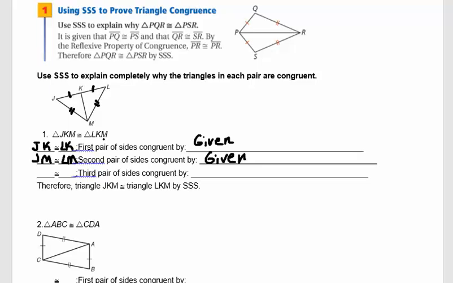Now we have to find another pair of sides that's congruent. Well, the only other pair of sides in the triangle JKM and the triangle LKM is this side right here. It's the same side in both of them. If they share a side, then that's the reflexive property. The reflexive property says that if they both use KM, then KM is congruent to KM. So therefore, triangle JKM is congruent to triangle LKM by side, side, side, because we showed that three pairs of sides were congruent.